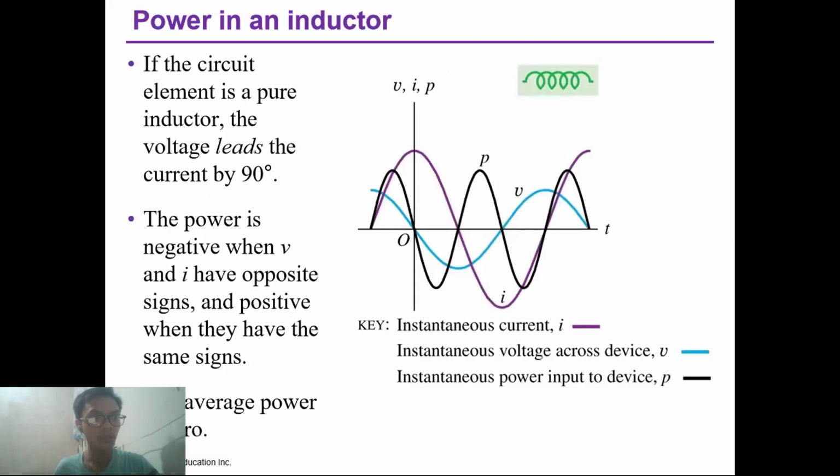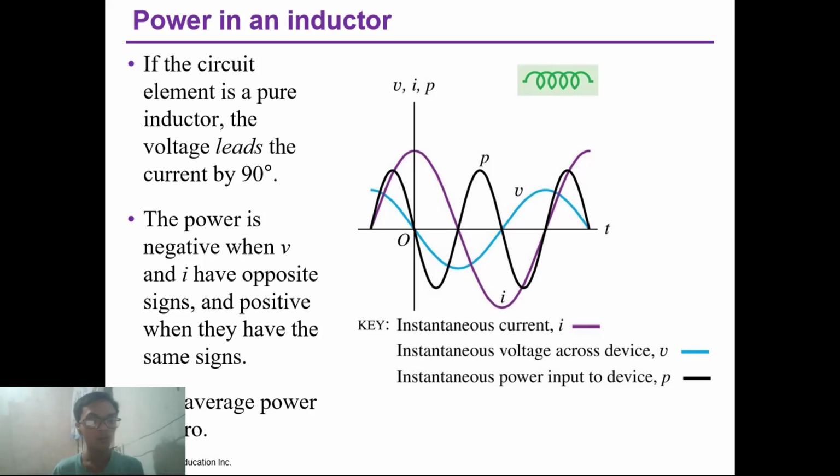So let's move into the power in an inductor. If the circuit element is a pure inductor, the voltage leads the current by 90 degrees. The power is negative when the instantaneous voltage and the instantaneous current have opposite signs, and positive when they have the same signs. So the average power is zero.